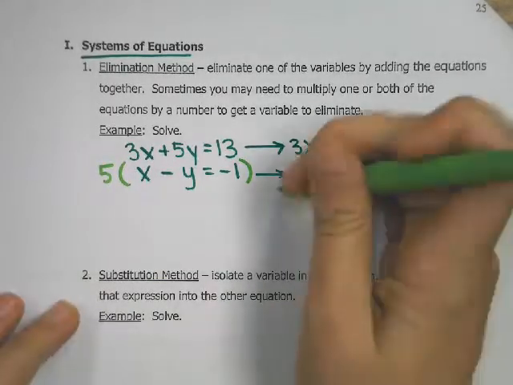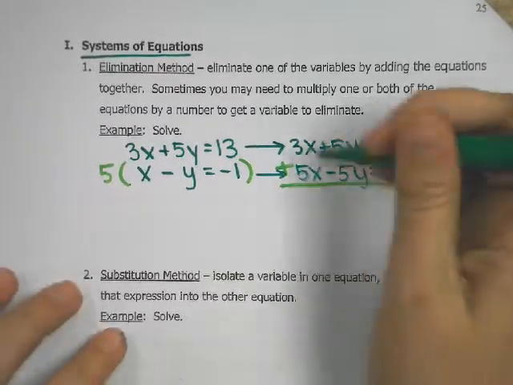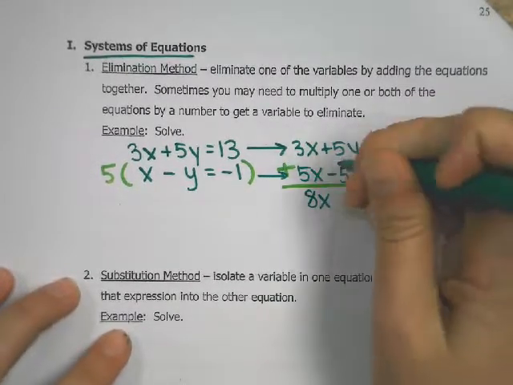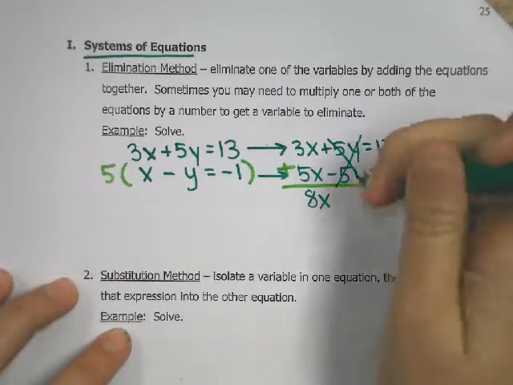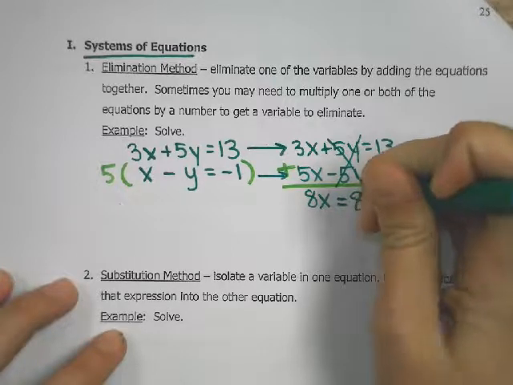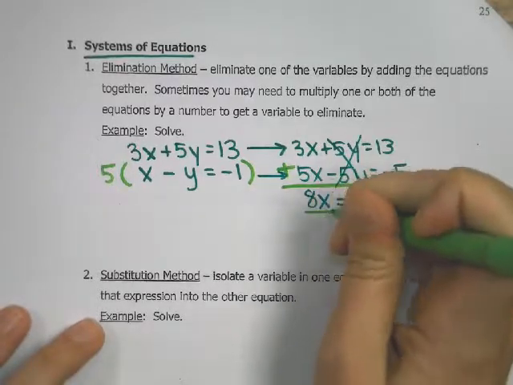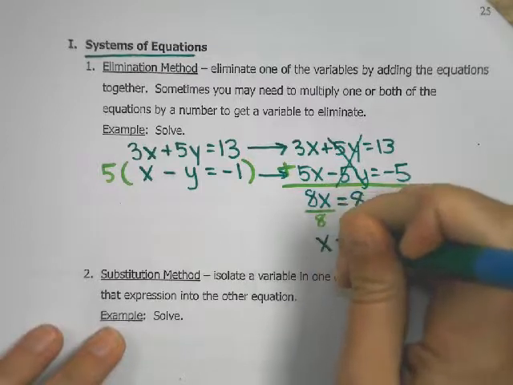And at this point, I will add them together. So 3x plus 5y is 8x. By design, these cancel. That's what we wanted to happen. Equals 13 minus 5 is 8. The nice thing about the elimination method is we only have one step to solve this now. We just divide by 8 on both sides, and x equals 1.